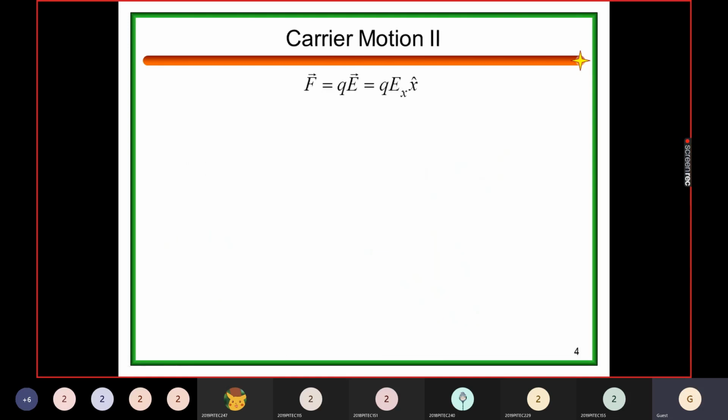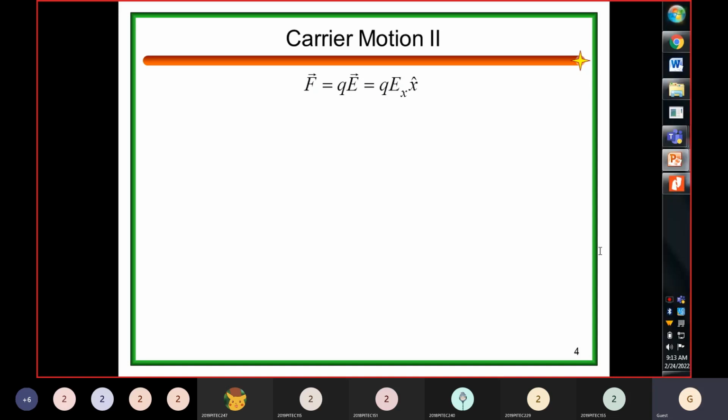Now let us move to carrier motion 2, and we will define this by using some equations here. What I have already told you is that we are going to apply some external force here. You can see there the force can be defined by using the formula F vector is equal to Q into E vector, which is equal to Q into Ex into X bar.